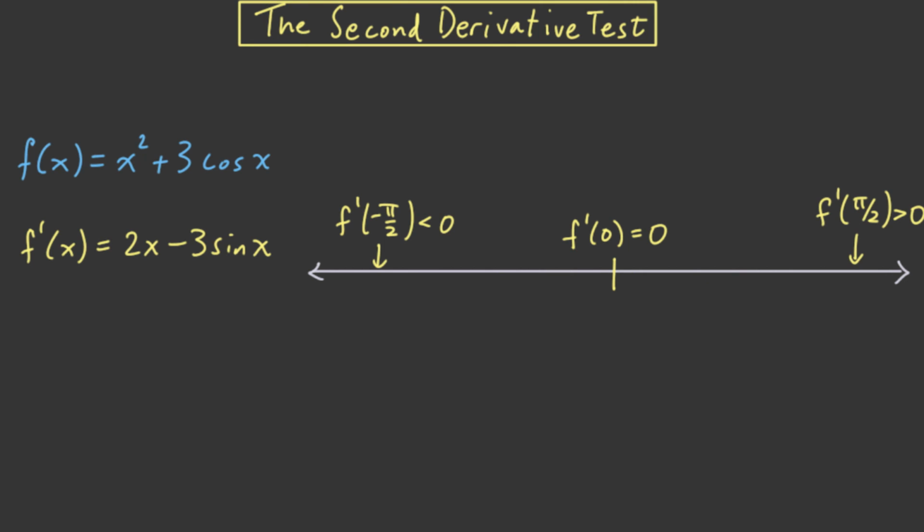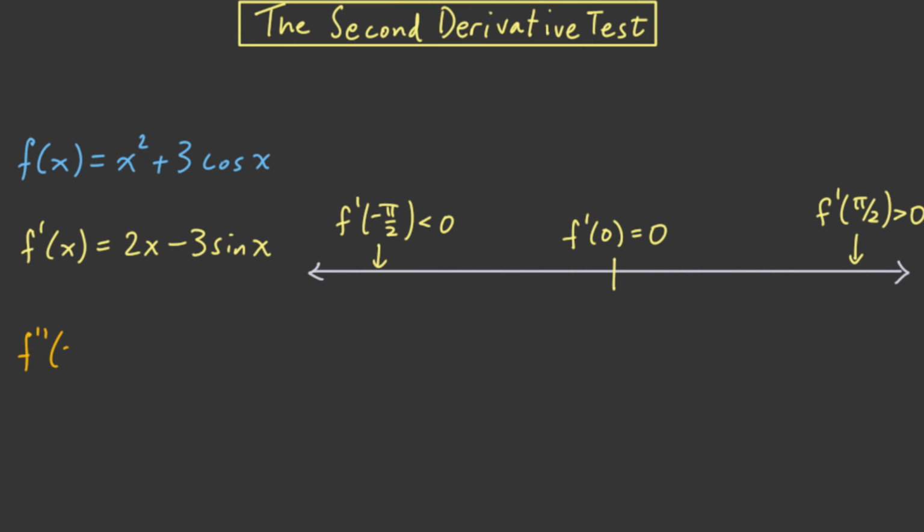Can we find all of the critical points? Well, that would require solving the equation f prime of x equals 0, or 2x minus 3 sine x equals 0. And I don't know how to do that algebraically. That's a little bit of a problem. We could solve it numerically, but that's pretty time-consuming. Luckily, there is another way, and it involves not just the first derivative of f, but also the second derivative.